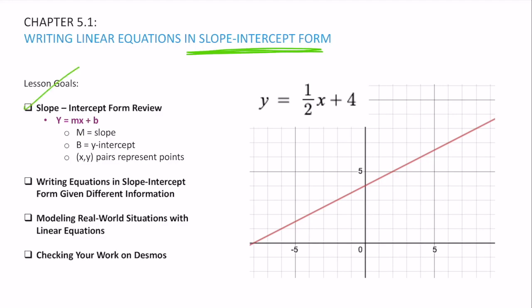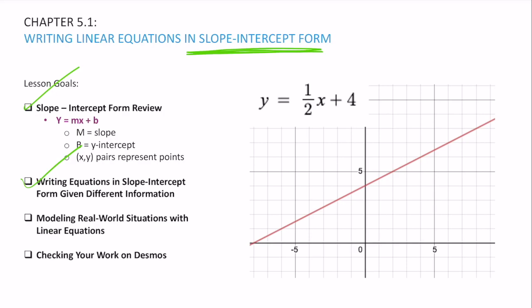We're going to review slope-intercept form: y equals mx plus b. M is slope, b is y-intercept. The x and y are the pairs of points that you get when you plug in an x value. And then we're going to write an equation in slope-intercept form given different information. Just keep in mind, no matter what they give us, we need to find the slope, we need to find the y-intercept, and then we're done.